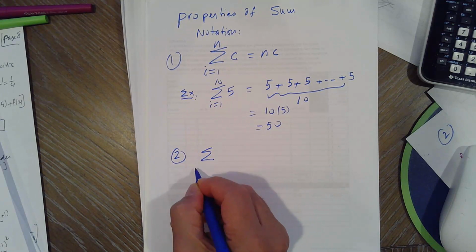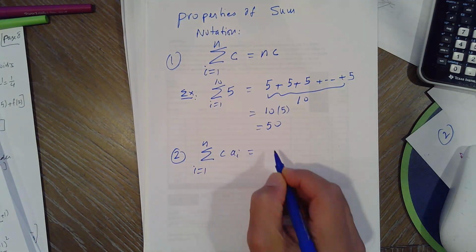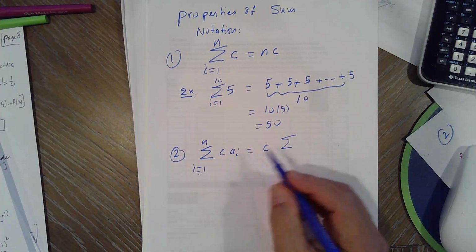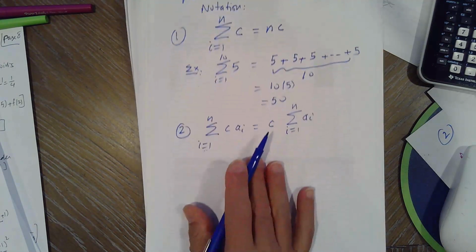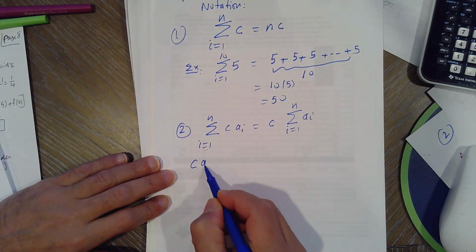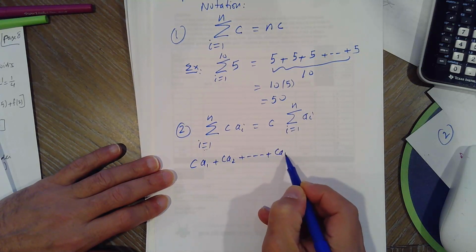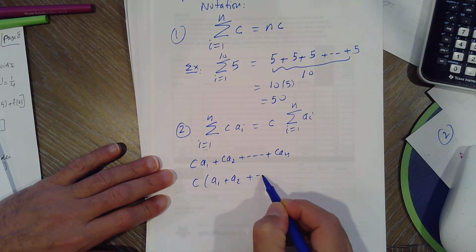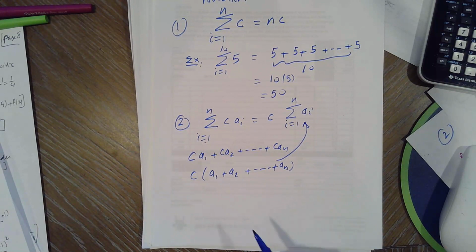The sum from 1 to n of c a_i equals, so you can pull the constant out. a_i is a variable because i is changing. That's the index. This is actually c a_1 plus c a_2 plus c a_n. You can factor the c out, which will give you that. Okay, so if you have a constant inside the sum, you can pull it out.